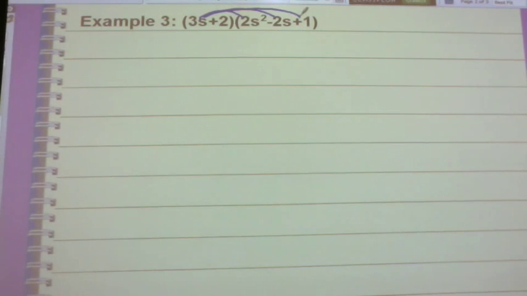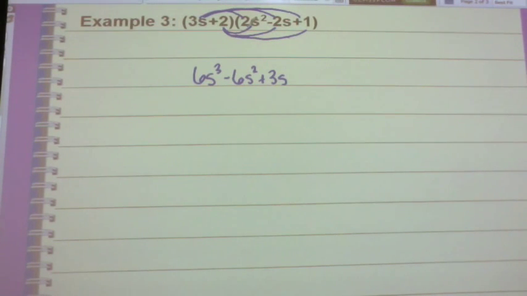So 3s times 2s squared. Well, 3 times 2 is 6, and s times s squared is s cubed. Then 3s times negative 2s. 3 times negative 2 is negative 6, and s times s is s squared. 3s times positive 1 is positive 3s. After that, we're going to distribute the 2 to all three of these terms.